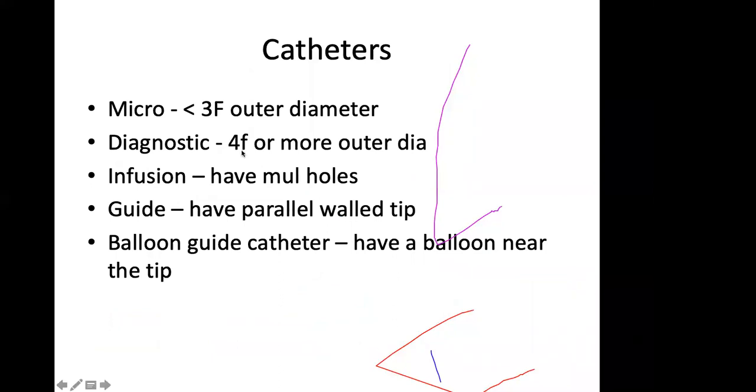The catheters could be diagnostic when they are 4 French or more. They could be micro catheters when they are 3 French or less. They could be infusion catheters, both diagnostic and micro, when they have multiple holes in their distal part so that a liquid medicine can be infused through it.